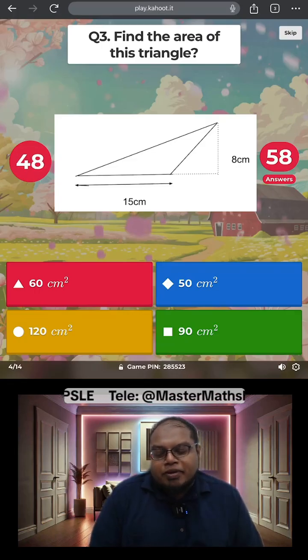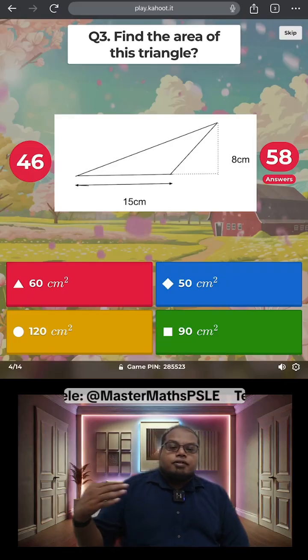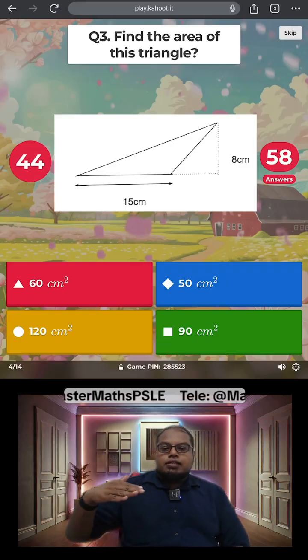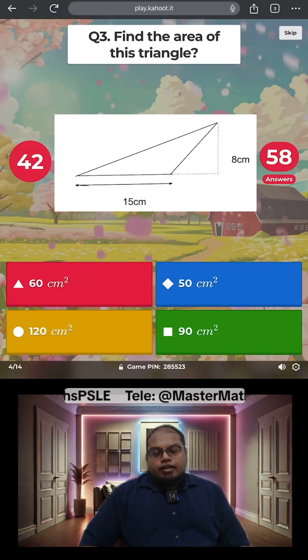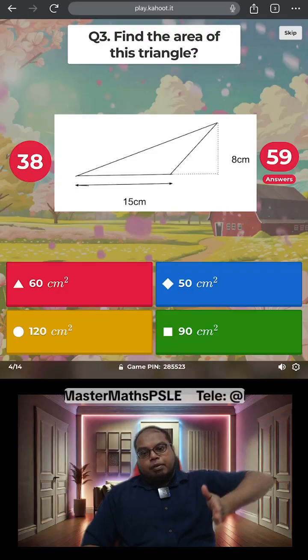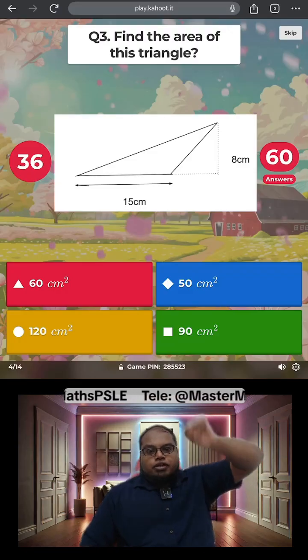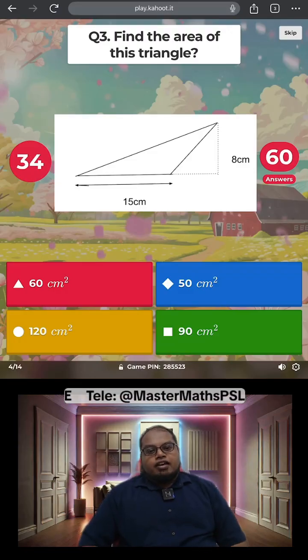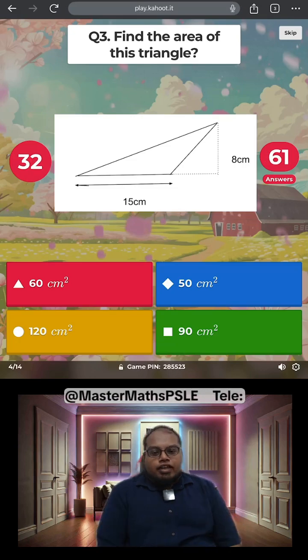Alright, so remember, area of triangle is half times the base times the height. Okay, the height of the triangle from the base, a perpendicular height to the tip of the triangle. Dila, I think that is also the correct answer, Dila.